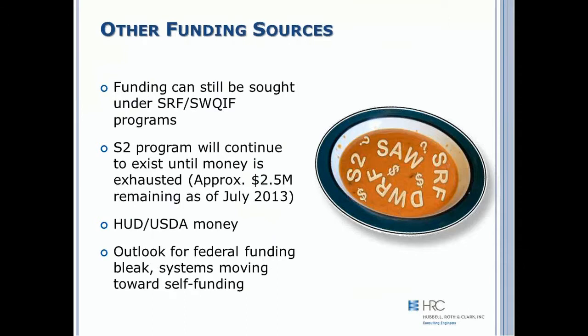Of course, the SAW program can be coupled with anything else that you're working on. The S2 program comes to mind, but as we mentioned earlier, that money is just about out. You can also, if you can do a planning grant, do an SRF project plan under the SAW program, and then use that project plan to apply for an SRF loan if you're not doing an asset management plan. And again, to get a low-interest loan, that would be your only opportunity for that.